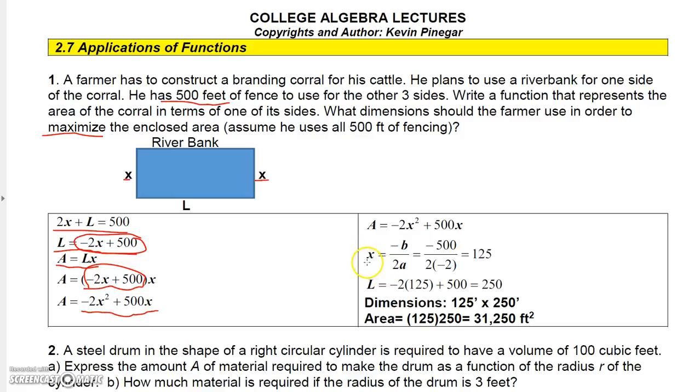So we talked before about how to find the maximum. Just do the minus b over 2a formula. So that would give me minus 500 over 2 times negative 2. And if you calculate that out, you're going to get 125.